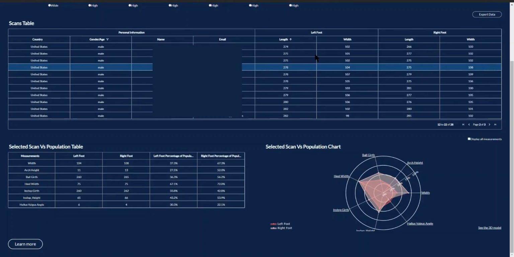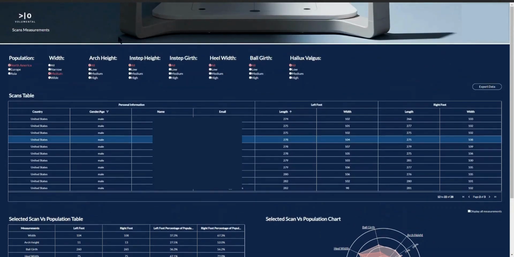So by using this R&D dashboard, you can identify those fit testers that would be the right ones to try on a specific shoe that is designed for a specific market and with the specific foot shape in mind.